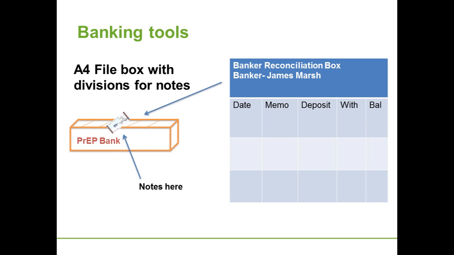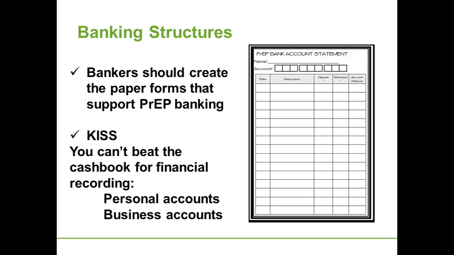Okay, now moving on to banking structures. Bankers should create all of the systems and paperwork, just as the warehouse people do, that are required to manage the personal and business accounts. And the simplest account record is that personal cash book. So we can't understate how helpful a personal cash book can be. If each individual's record of their banking is held on a cash book and the business is held on a cash book, all accounts can be kept in something as simple as a ring binder.